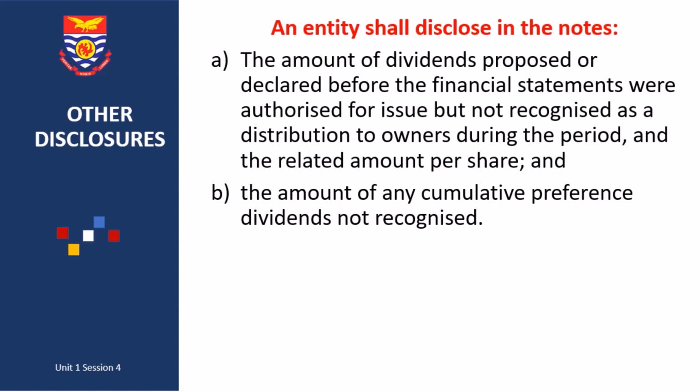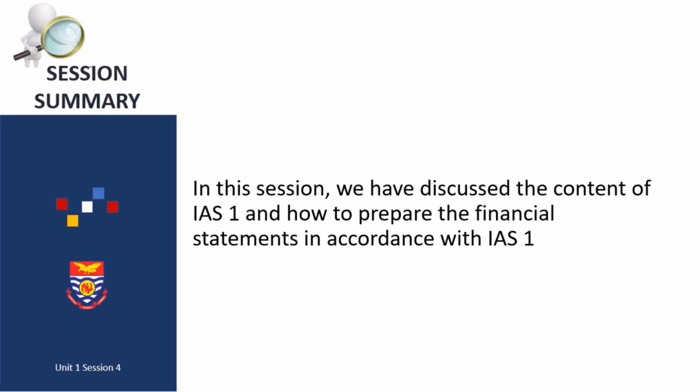And then you also have to disclose the amount of any cumulative preference dividend not recognized. So if you have preference shareholders that subscribe to the cumulative preference, and there's a dividend that has not been recognized, you have to also disclose this in the financial statement or as a note to the financial statement.